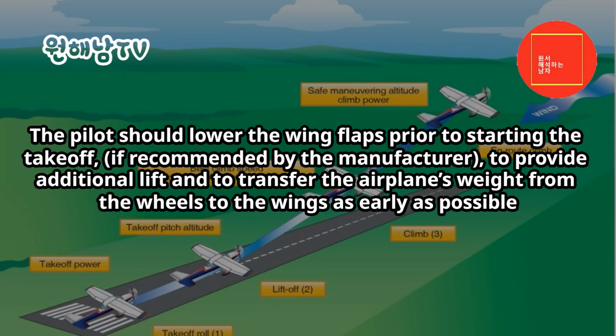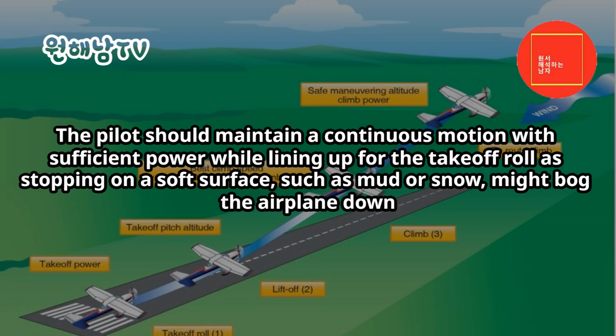The pilot should lower the wing flaps prior to starting the takeoff, if recommended by the manufacturer, to provide additional lift and to transfer the airplane's weight from the wheels to the wings as early as possible. The pilot should maintain a continuous motion with sufficient power while lining up for the takeoff roll, as stopping on a soft surface, such as mud or snow, might bog the airplane down.